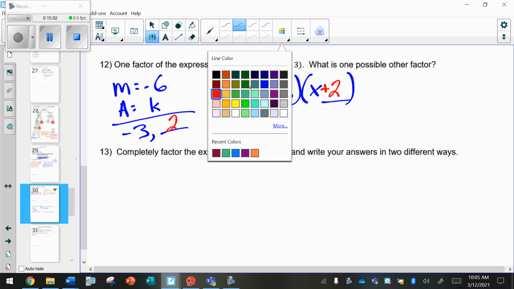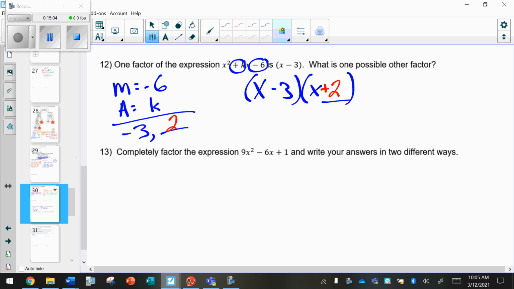All right, last one on this page. Completely factor the expression 9x squared minus 6x plus 1 and write your answer in two different ways. How are we going to do this two different ways? Well, let's worry about that at the end. Okay, so this has a 9x squared, so our coefficient in front of the x squared is bigger than 1. That means we have to do the longer grouping method of factoring.